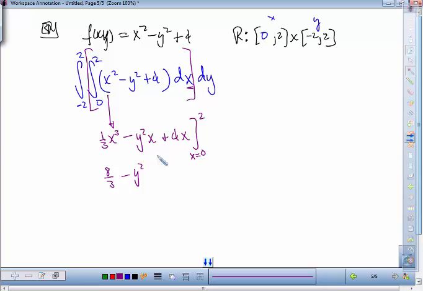And remember that y squared is still a variable, so I'm looking at this. I need to put 0 and 2 in for x, not y. So this is still y squared, and then I put 2 in, and then 4 times 2. And then this whole stuff, when you put 0 in, you just get 0.